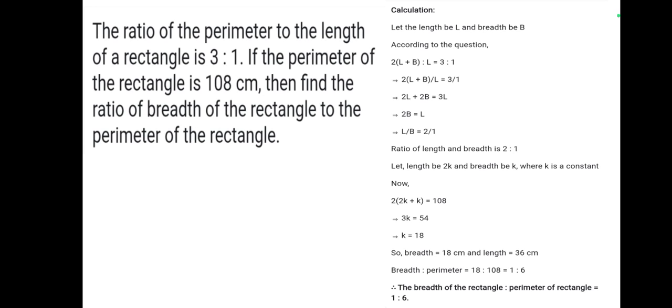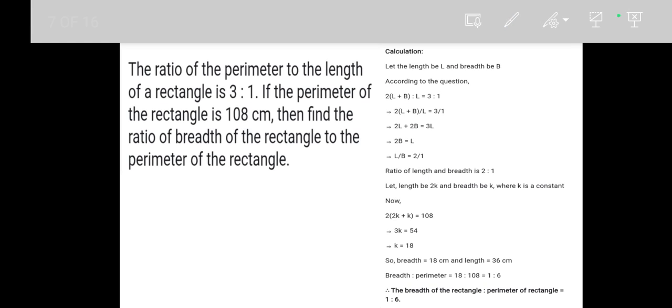be B. So according to our question, what is the formula for perimeter? Twice length plus breadth. That is the formula for perimeter. So 2 times (length plus breadth) is to length, that is, the perimeter of the rectangle is to the length, is 3 is to 1, as given. So 2 times (L plus B) is to L is equal to 3 is to 1.